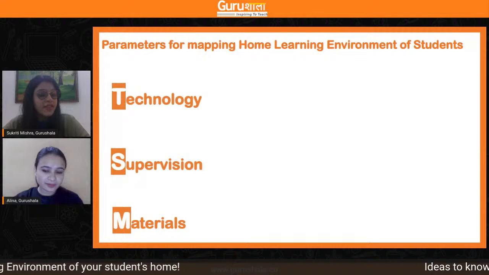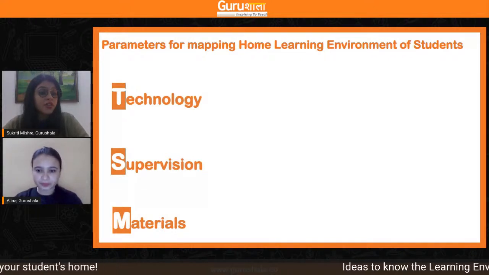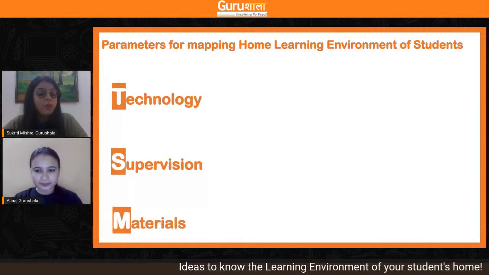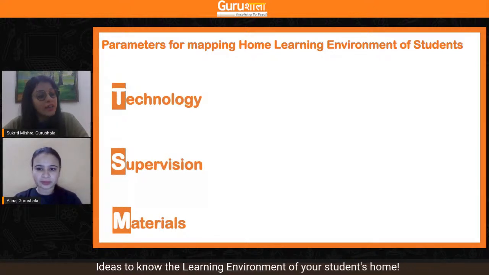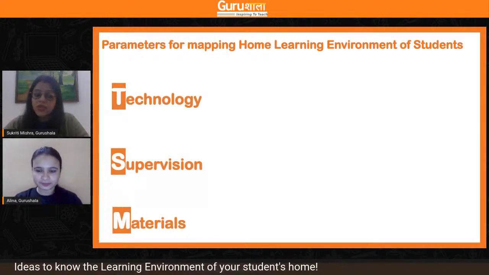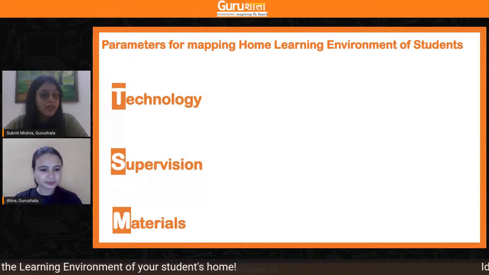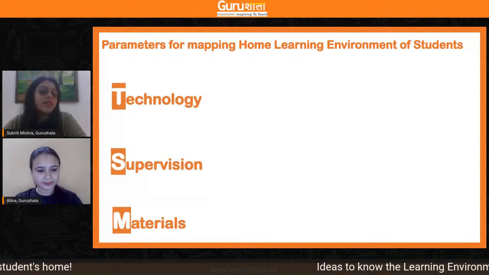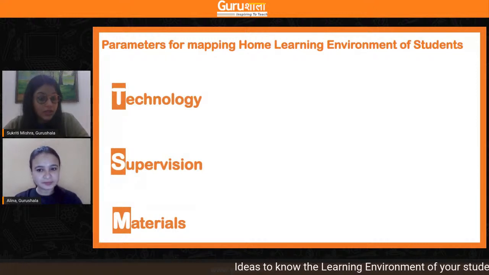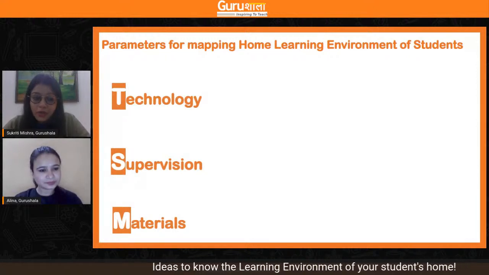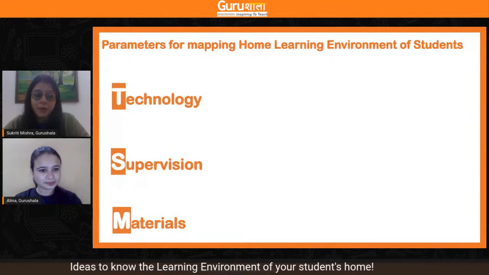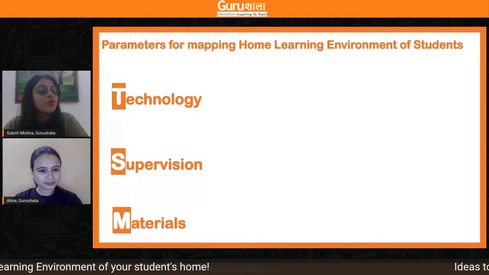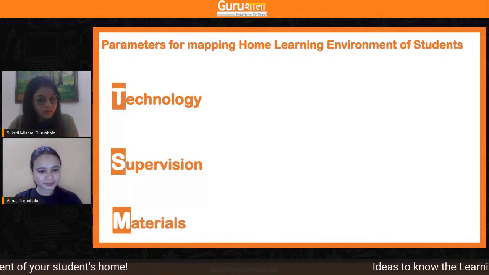Yes, Alina. So this is one of the ways that teachers can identify the needs of a student by mapping their home learning environment. Alina, you've explained to us the three things which are really important that teachers can map while understanding student needs: technology, supervision, and material. But could you also explain to our teachers how they can map these different aspects of our students' home learning environment to then create their strategy?